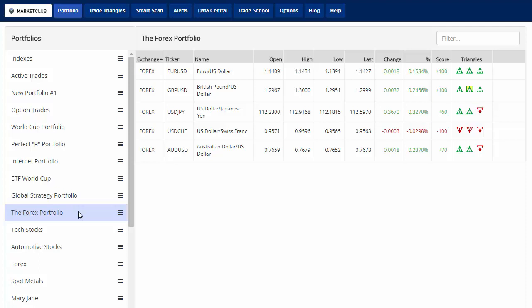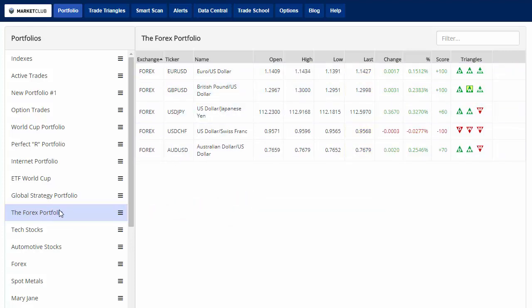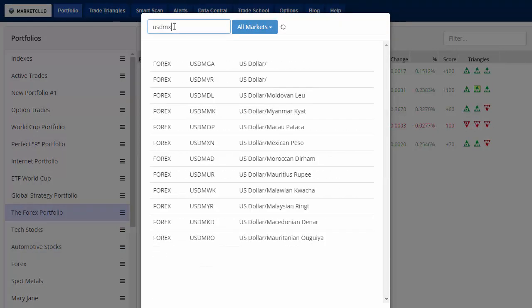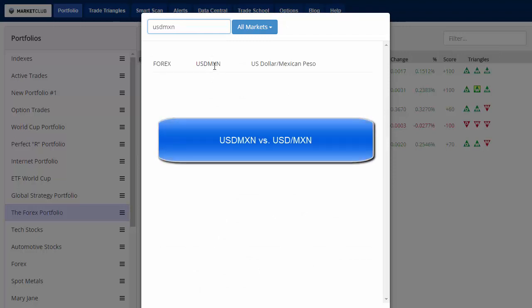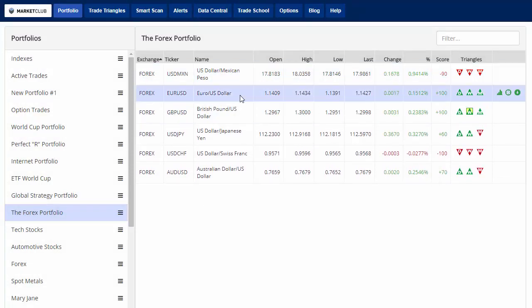So as you can see here, I've created a Forex portfolio. I named it the Forex Portfolio. And as you can see, I have some pairs in here. And we'll go ahead and add one into our portfolio here by using the search function. And we'll just go ahead and add in US dollar, Mexican peso. And as you can see, one quick thing you'll notice is usually Forex pairs are listed as USD/MXN, but in Market Club we drop the slash and it's just USD MXN all in one thing if you're having any problem finding them. And as you can see, we highlight it and we'll add that to our portfolio, and it immediately adds it to the top of our Forex portfolio. However, we're going to go ahead and use the US dollar for our example today.